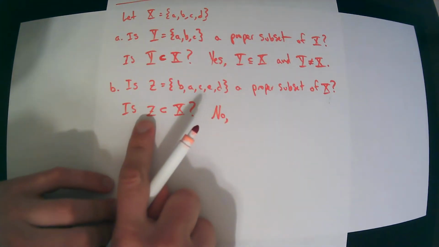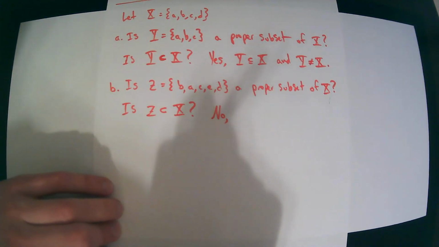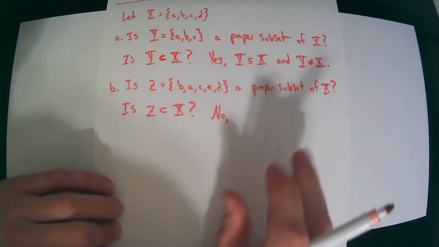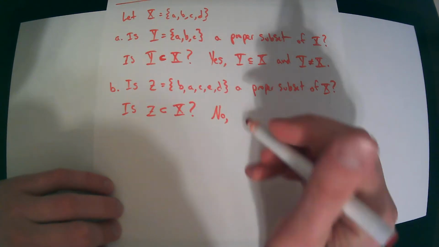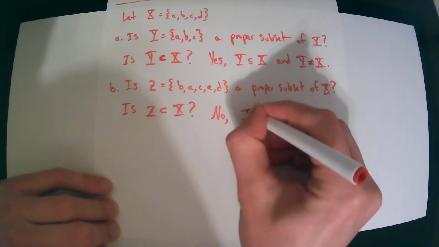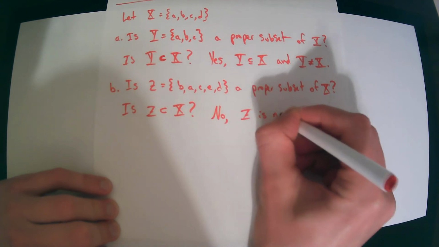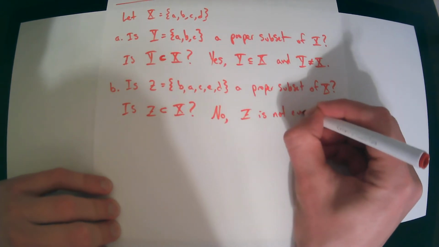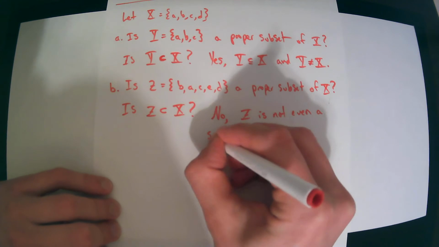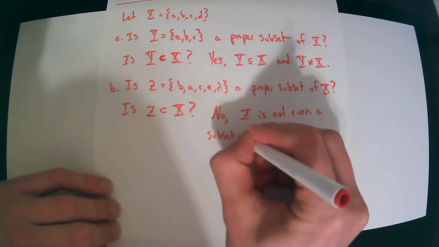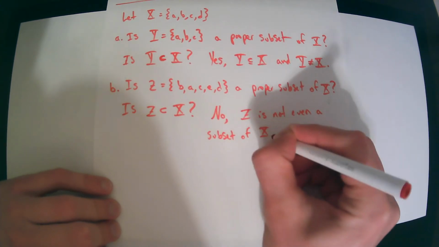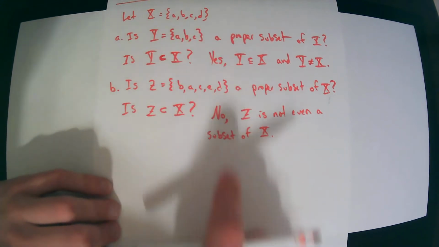To be a proper subset, you need to satisfy two things. You need to be a subset, and you need to not be equal to the bigger set. But Z is not even a subset. So it doesn't even pass the first condition, because it's got an E in there. X doesn't have an E.